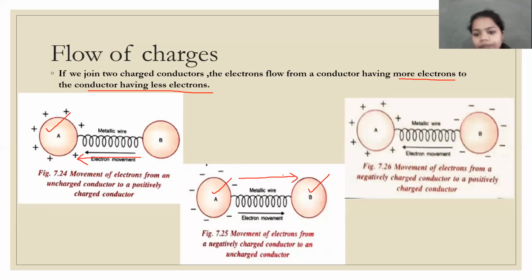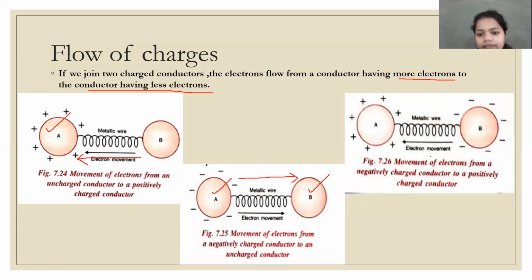Let us take one more example. Here you have two bodies, A which is positively charged and B which is negatively charged. Positive means fewer electrons, negative means more electrons, and so the movement of electrons will be from B to A, that is, from more to less. Looking at all three examples, we can conclude that it is always from more to less. The electrons move from the conductor which has more electrons to the conductor which has fewer electrons.